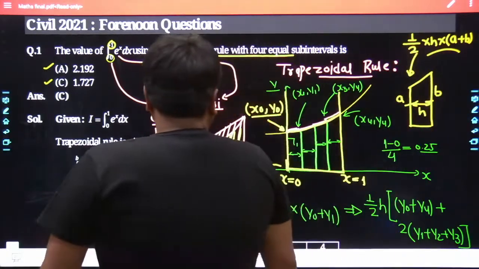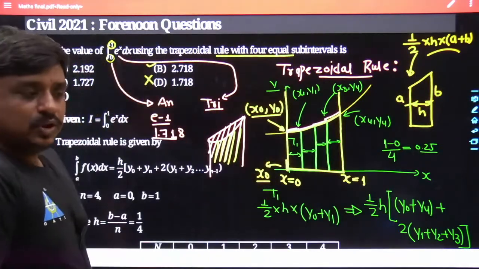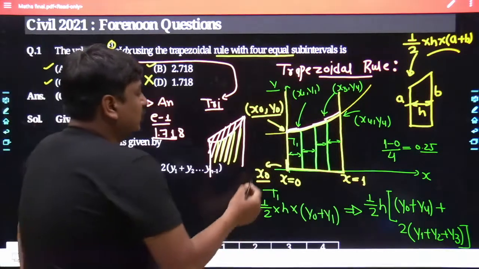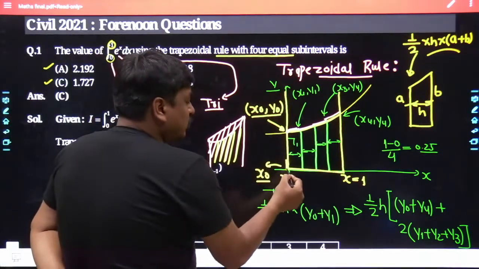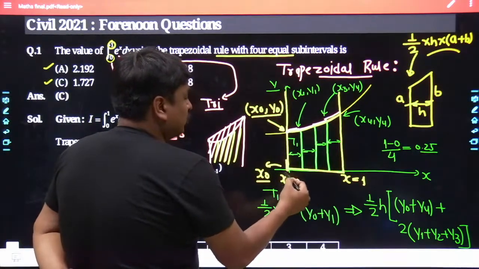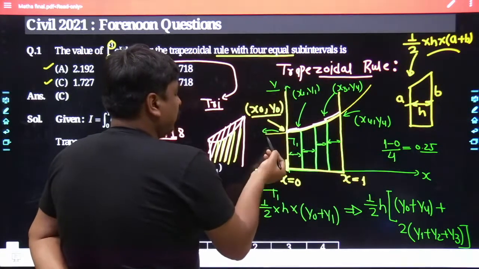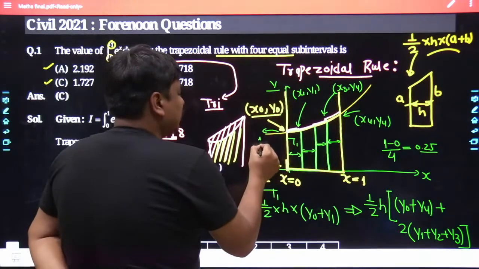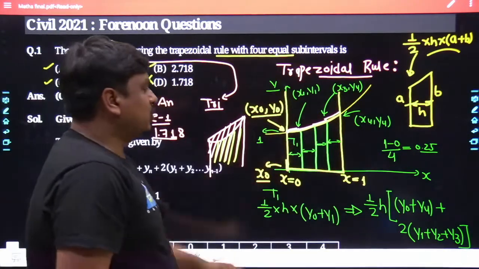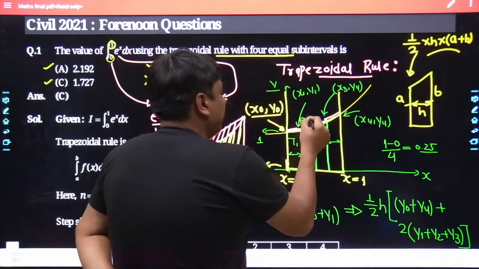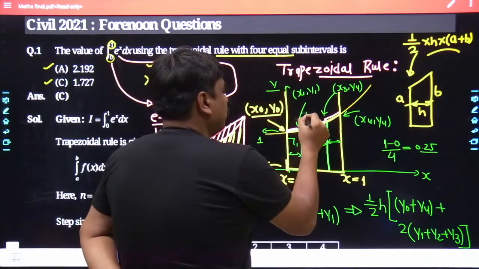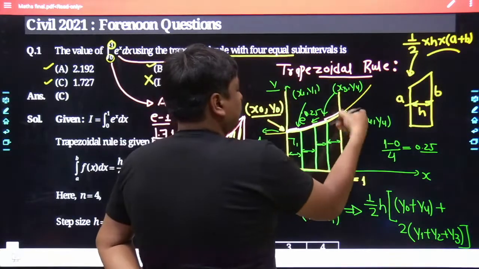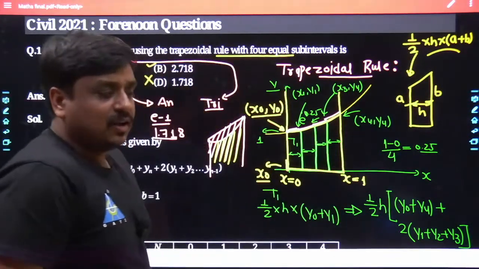Yes. So at the end of the day, you have to make a table. You have to calculate the value of f of x at x equals 0. May I know what would be the value of the function f of x at x equals 0, which would be simply e to the power of 0, which is nothing but 1. Similarly, at x equals 0.25, you will have the magnitude e to the power of 0.25. Similarly, here it would be 0.5, 0.75, and at the end of the day, you will have e to the power of 1.